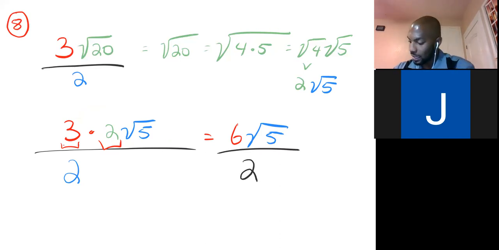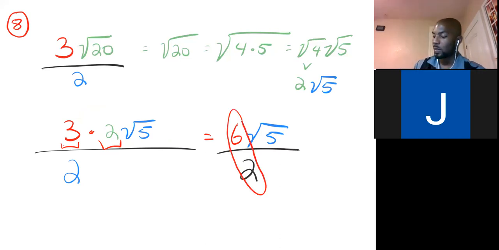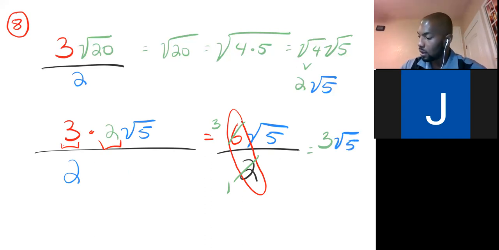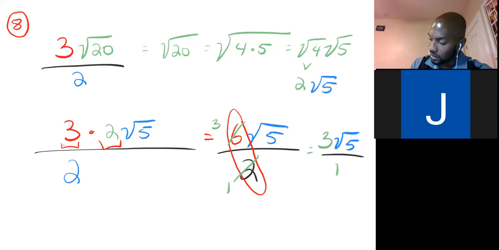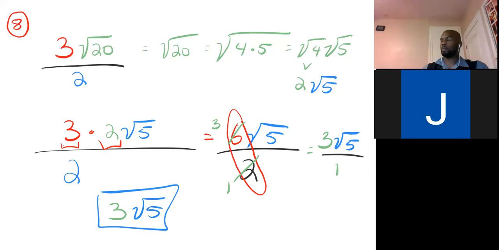And now I check again. Now can I divide these two? And the answer is yes. Yes, I can, because 2 divided by 2 is 1. It's a common factor. And 6 divided by 2 is 3. So my final answer, if I clean everything up, will be 3 times rad 5 over 1. But since anything divided by 1 is itself, we can simply write this answer as 3 times rad 5.